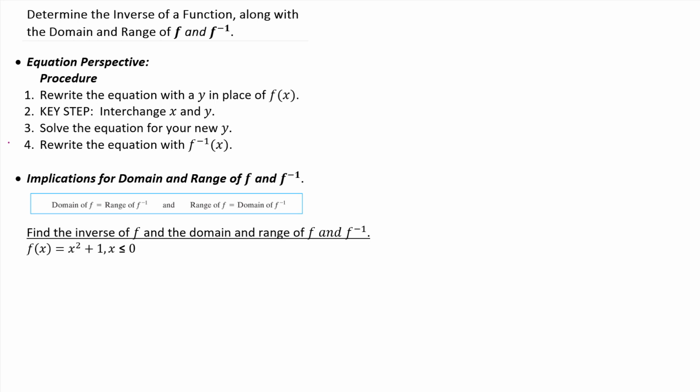And then the domain of your original function is the same as the range of f inverse, and the range of your original function is the same as the domain of its inverse. So in order to find the inverse, a function has to be one-to-one. So we're starting off with this function f of x equals x squared plus 1, but notice there's a restriction. x has to be less than or equal to 0.